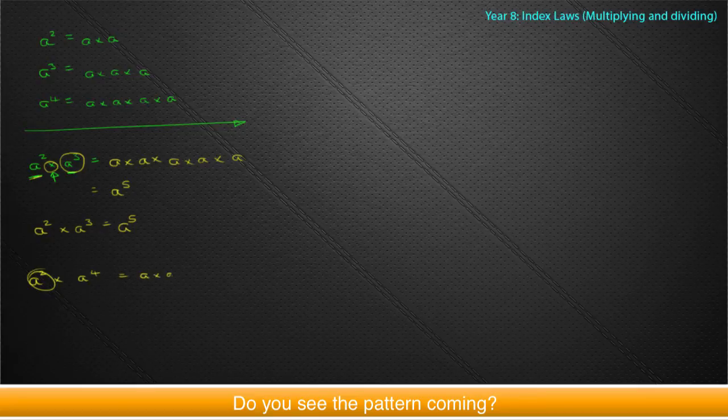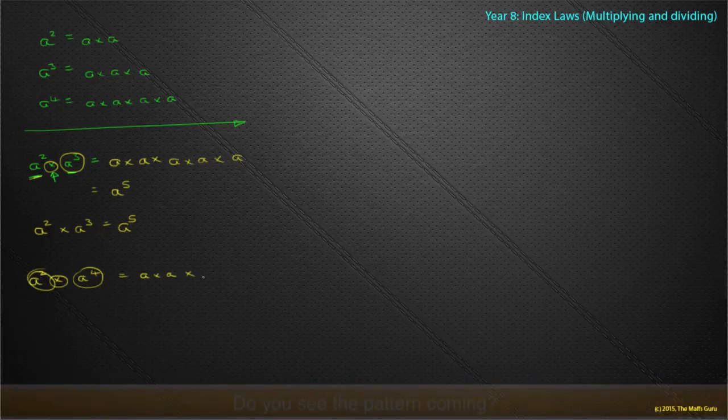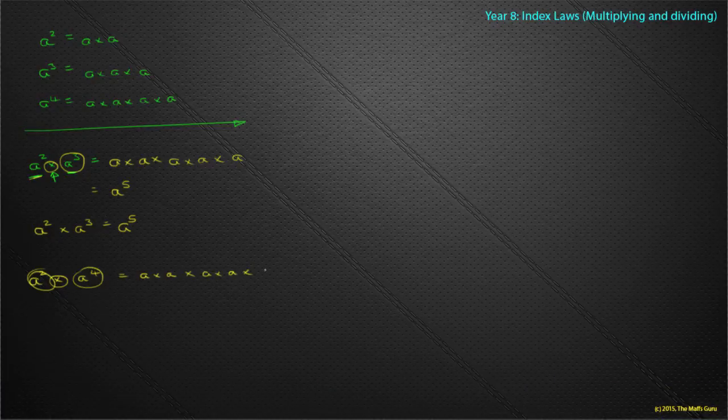That's a times a. There's my times, I'll copy it in. And a to the floaty 4 is 1, 2, 3, 4. Well, we've got a load of a's together, so a times a times a times a to a is a to the floaty 6. So a to the floaty 2 times a to the floaty 4 is a to the floaty 6. This is so cool.